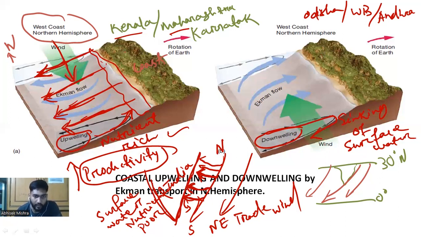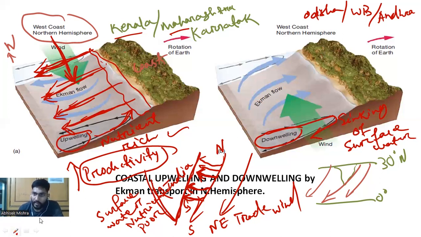So there is downwelling. But in the western coast, as southerly wind flows, the water column moves away from the coastal region. If the water column moves away from the coastal region, there will be upwelling and nutrient rich water will come up. So it will increase the productivity. That's why the western coast of India is having higher productivity than the eastern coast. Okay.